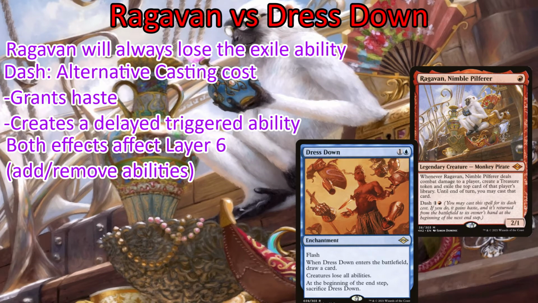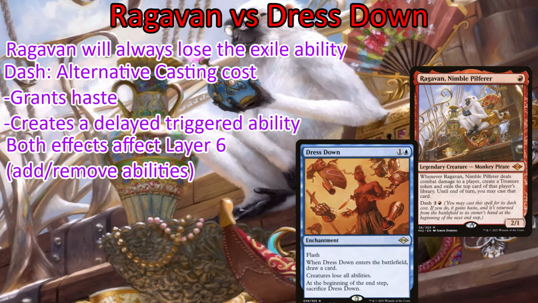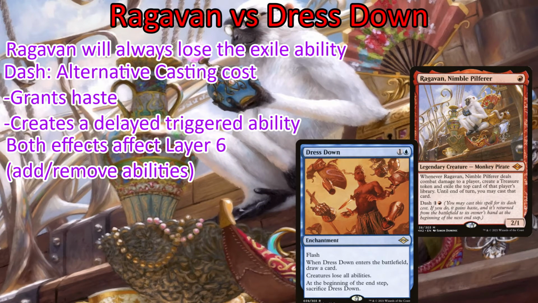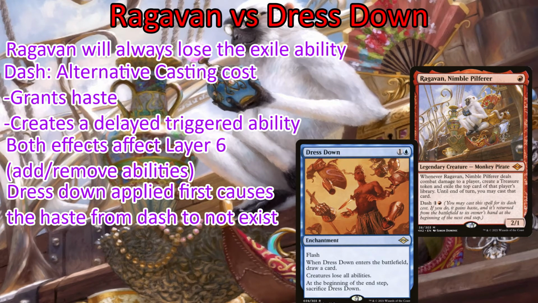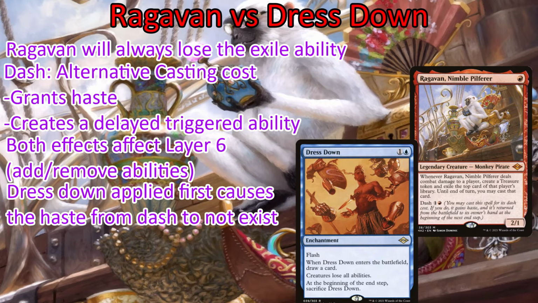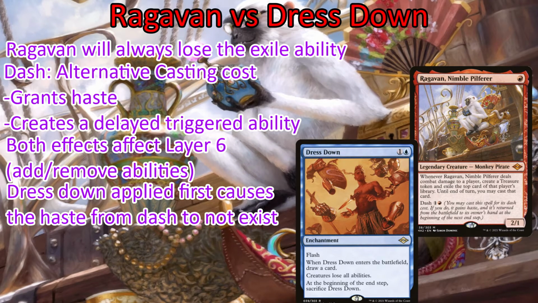But there is a special case which is called a dependency check. So for dependency we have to take a look at when it happens. For there to be a dependency between two effects, they have to be two things. First, they have to be on the same layer, and secondly, if we use one before the other, the other essentially will not be able to exist. In this example, because Ragavan is the source that grants itself haste, if Dress Down is used first, that ability will not exist.